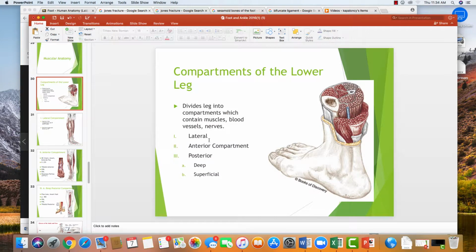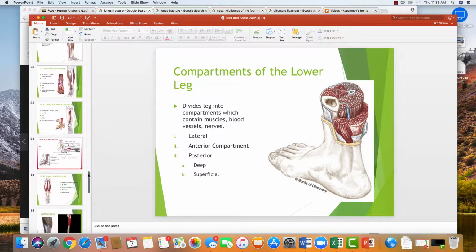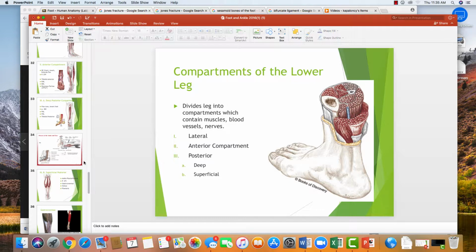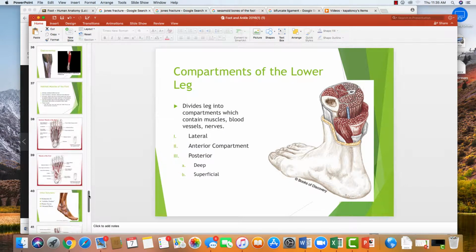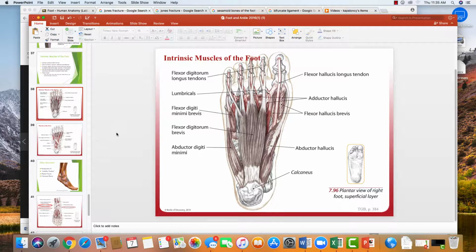As we jump down into the muscles of the foot, remember we talked about the 3 compartments of the lower leg: lateral, anterior, and posterior, and the posterior is subdivided into deep and superficial. Most of the muscles that are part of the ankle we've already talked about as part of these compartments. The foot does have a couple extra muscles, and these are called the intrinsic muscles of the foot.